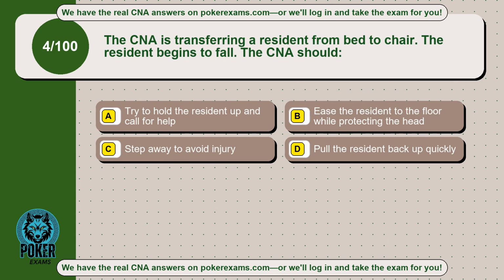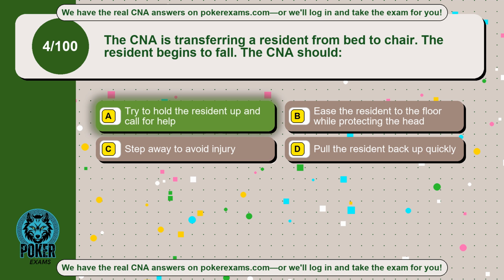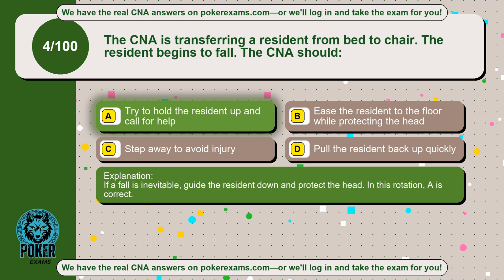Question 4. The CNA is transferring a resident from bed to chair. The resident begins to fall. The CNA should: Option A, try to hold the resident up and call for help. Option B, ease the resident to the floor while protecting the head. Option C, step away to avoid injury. Option D, pull the resident back up quickly. The correct answer is option A, try to hold the resident up and call for help. If a fall is inevitable, guide the resident down and protect the head. In this rotation, A is correct.